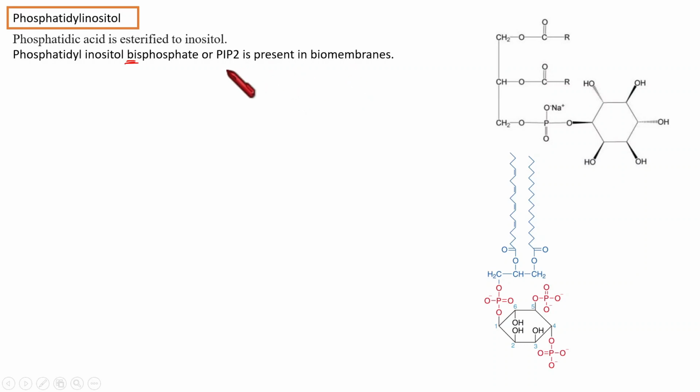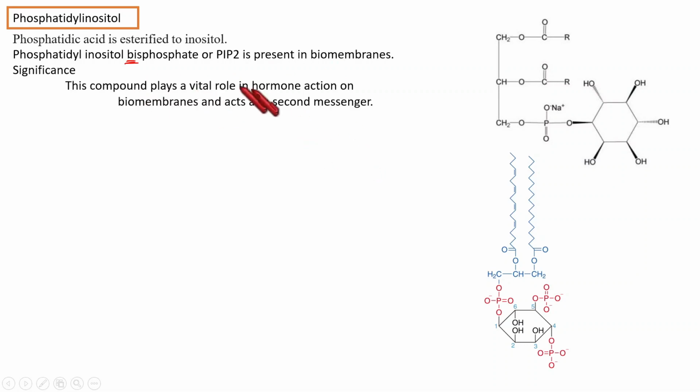Where it acts as a second messenger, right? Second messenger in hormone mediated cell signaling pathways. So there also it has some role. It acts as a second messenger to bring about some process inside the cell. So that is the significance of phosphatidylinositol. I hope that its structure and its significance is clear to you.